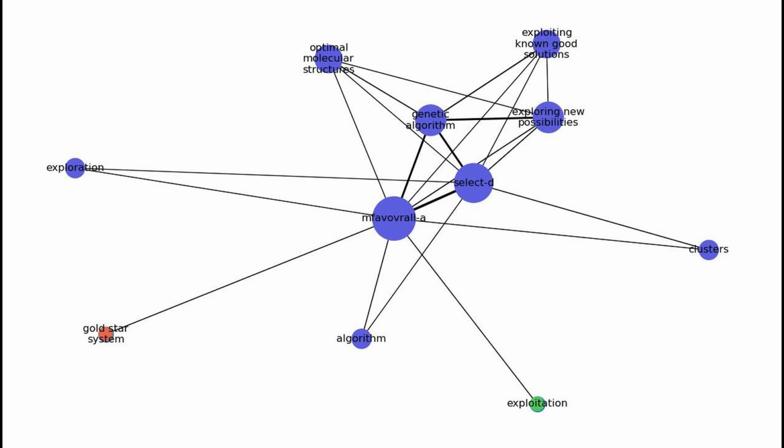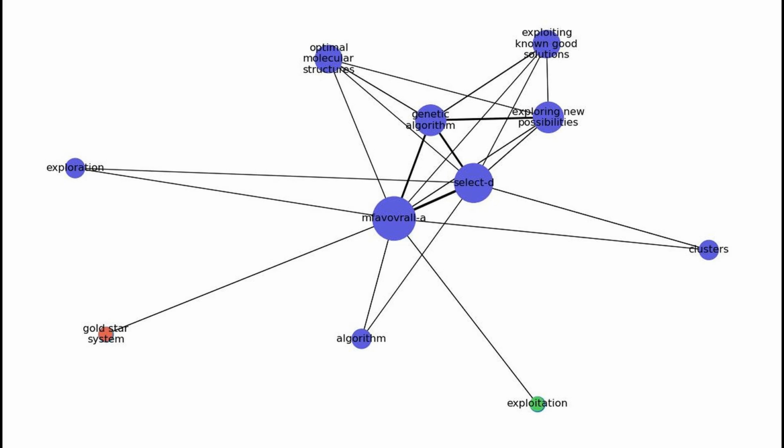On the other hand, Select-D is more like a timeout for clusters that get picked too often. If a cluster is selected too many times, Select-D reduces its selection probability, ensuring that it doesn't dominate the search process. This helps to encourage exploration of other clusters that might have been overlooked. Imagine if a teacher only called on the same student every time. Eventually, other students wouldn't get a chance to answer. Select-D helps to make sure all clusters get a fair shot, even those that might initially seem less promising.